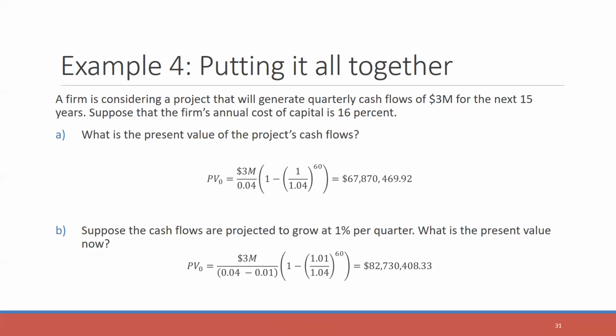Right off the gate, you can see that when we have growing cash flows, if the cash flows grow by 1% per quarter, the present value of those cash flows is considerably higher than if we have cash flows that are still pretty large. 3M a quarter is still a pretty good cash flow, but it's not growing. So hopefully we can see how the growth rate is really going to affect our valuation. And that's an important concept for us to understand and for us to be able to apply.